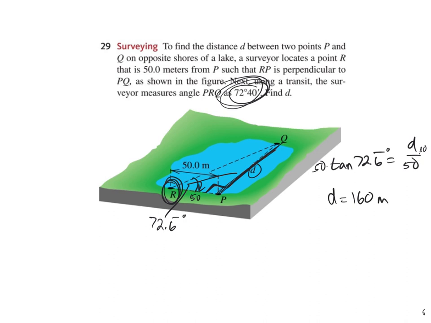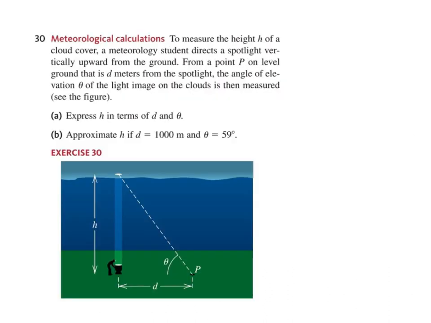All right, so let's move on to the next step. To measure the height, H, of a cloud cover, a meteorology student directs a spotlight vertically upward from the ground, from a point P on level ground, okay? That's D meters from the spotlight. The angle of elevation, theta, of the light image on the clouds is then measured. Look at the figure. Express H in terms of D and theta.